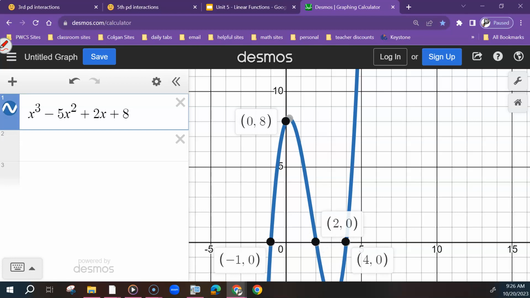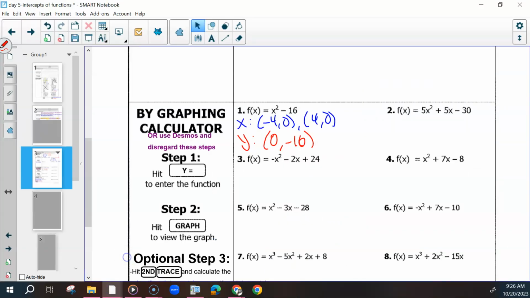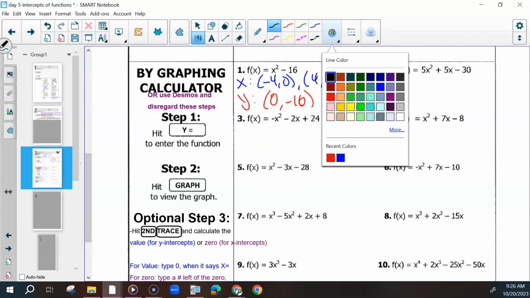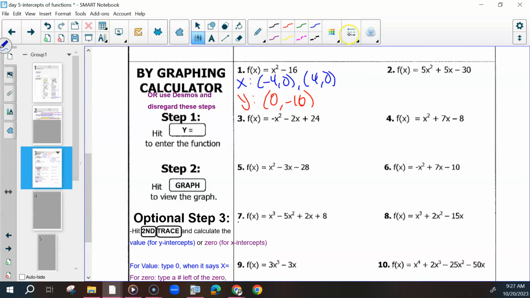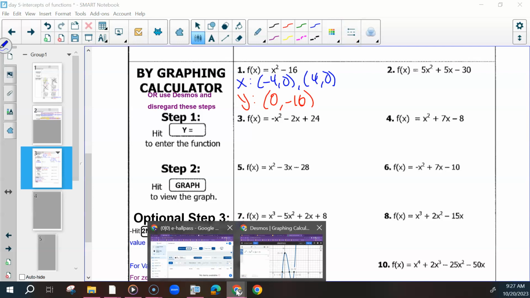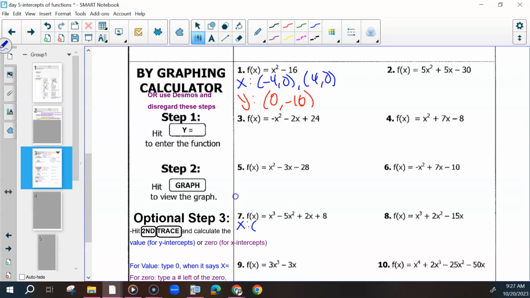But on Desmos, it's very easy to find those. And you would just write those down. I'm going to start writing that down. Do we have any questions on how we find intercepts in Desmos?